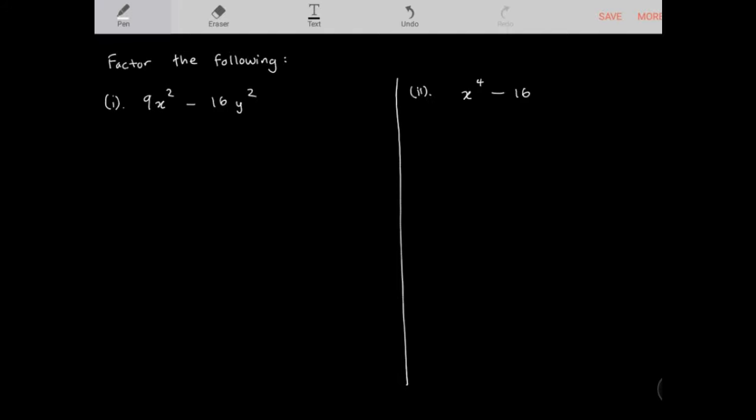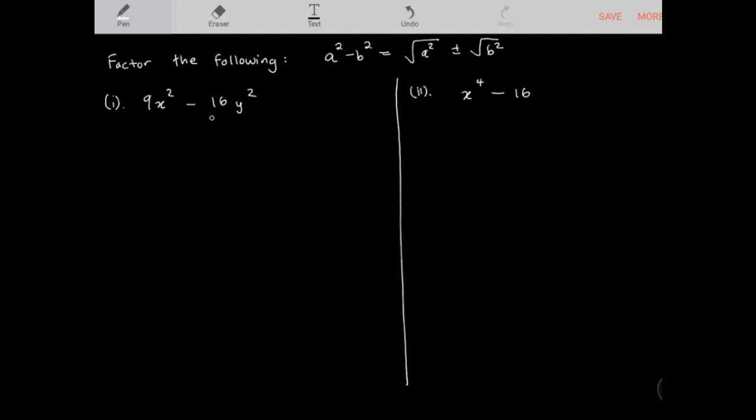Alright, let's take a look at a few more variations of factoring a difference of squares. So once again, if we recall, a difference of squares looks like a squared minus b squared. It can be factored using this template, square root of a squared plus minus the square root of b squared. Okay, so let's take a look at the first example.